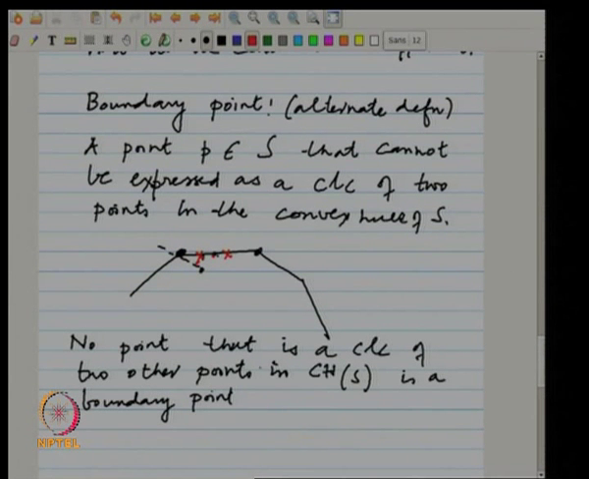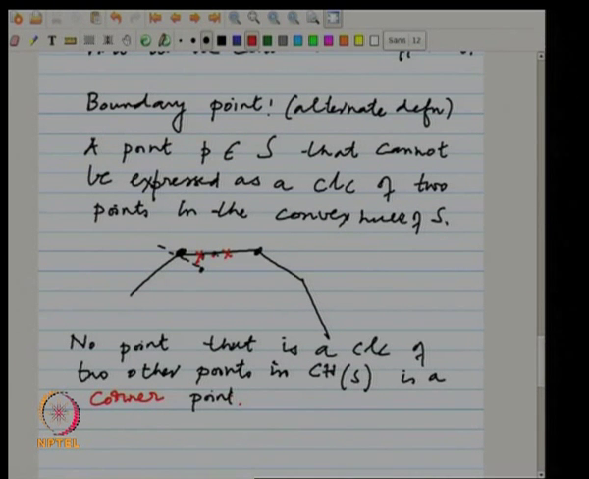So no point that is a CLC of two other points is a boundary point. So okay, corner point. You want me to be more specific? Okay, corner point. Okay, thank you.